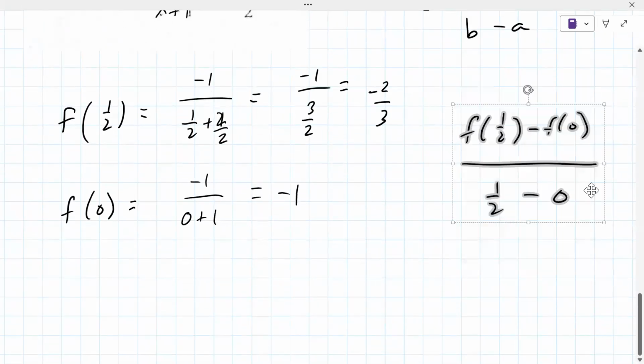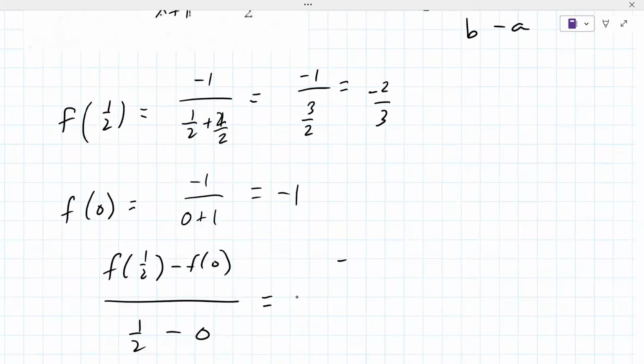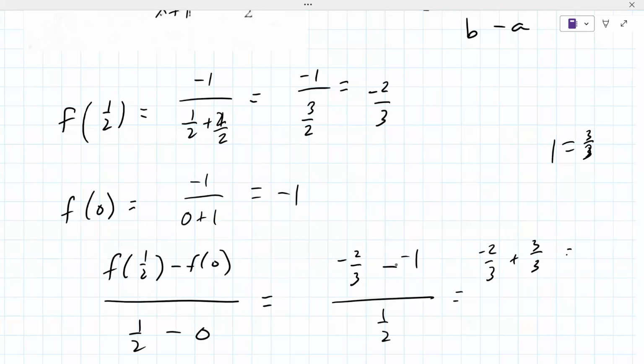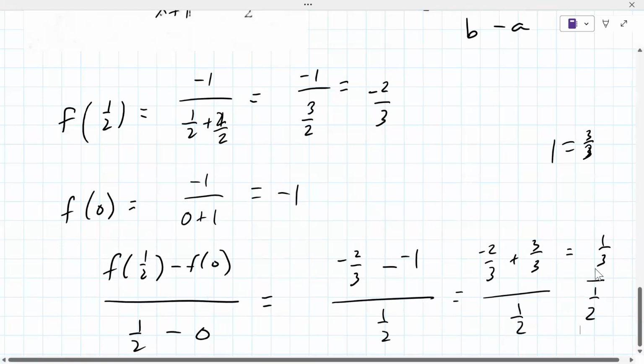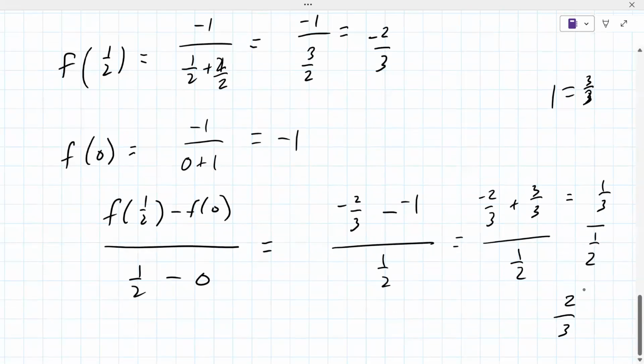So we're going to grab these values, put them into this formula here. Minus 2/3 minus a minus 1 over 1/2. The top becomes plus 1 or plus 3 over 3. The more you can just quickly think about it that way, write it that way, it becomes negative 2/3 plus 3 over 3, which is really 1/3 over 1/2. Whenever you have the same tops or the same bottoms, you can kind of manipulate this. This becomes 2 over 3 when you're done.